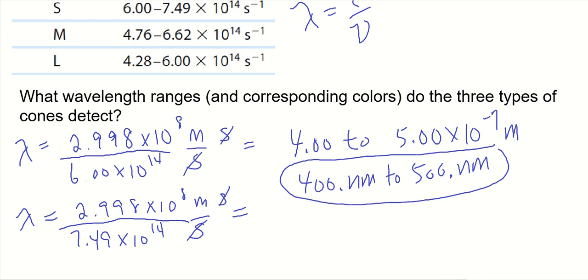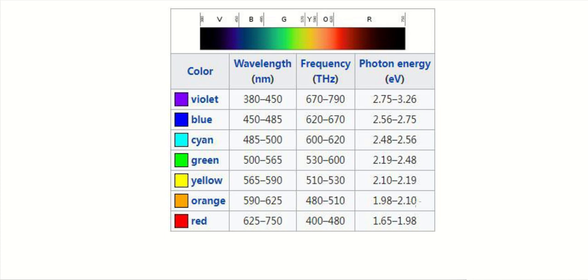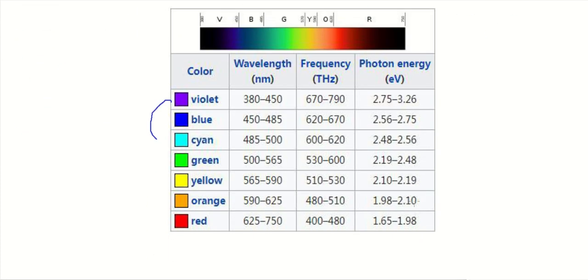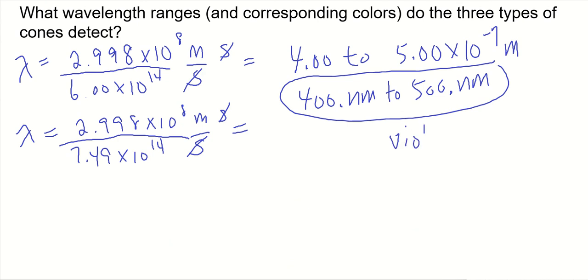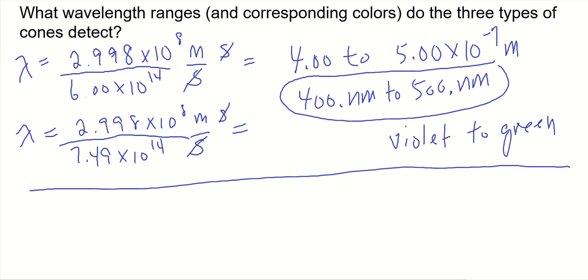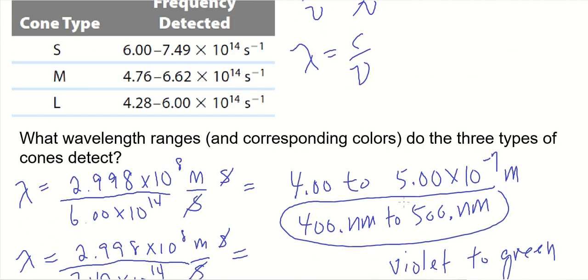So there's your answer. For the color, 400 is at the very high-energy end of the visible light spectrum. I've got this copied over here, so 400 is in the violet range, all the way to 500, which is right at the greenish, start of green, cyan. So violet to green. All right, so there's the S-type. Let's go to the M-type.